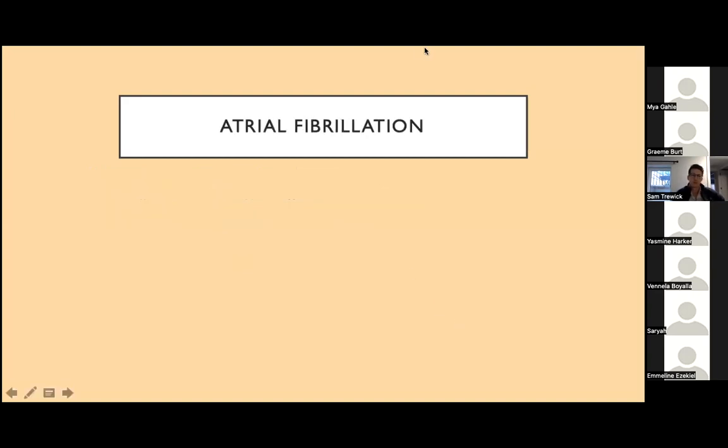So first things first, what I was wondering is, can anyone tell me what AF actually is? What do we mean when we say AF? No takers so far. Feel free to use the chat, everyone, as well, if you'd rather not.